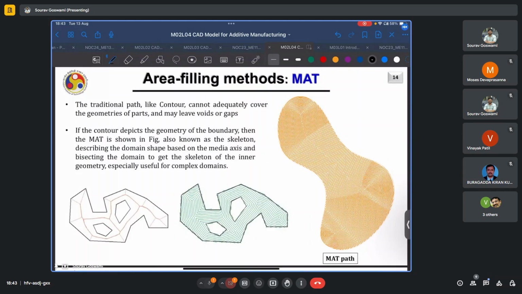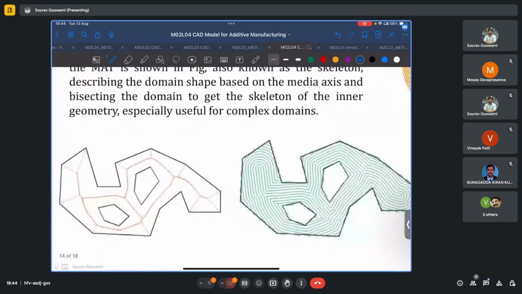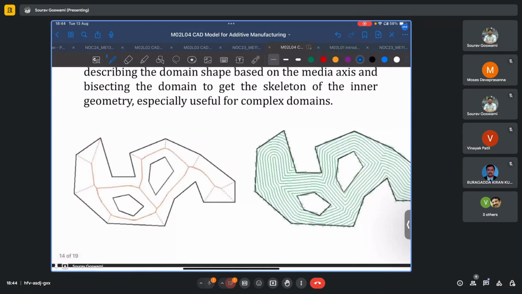Another method is MAT or medial axis transformation. This is another nature inspired concept. And what we are trying to do here is just like in our human bodies, we have a skeletal structure on top of which the muscles and all the organs are organized into our body, which gives us strength. Similarly, for a complex shape, we are trying to come up with the skeleton of that shape, and then we try to distribute the material around that skeleton to end up with the final profile that is needed.